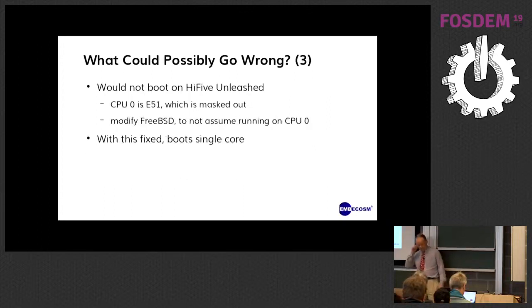But then we put it on the HiFive Unleashed board, and it didn't work. The reason is those 5 cores: CPU 0 is this funny controller core, the E51, and not the U54s. It starts up the system, then goes and masks itself out and goes away. So we had to modify the FreeBSD system to not assume it was running on CPU 0. And with that fixed, up the HiFive Unleashed board came, and it booted single core.